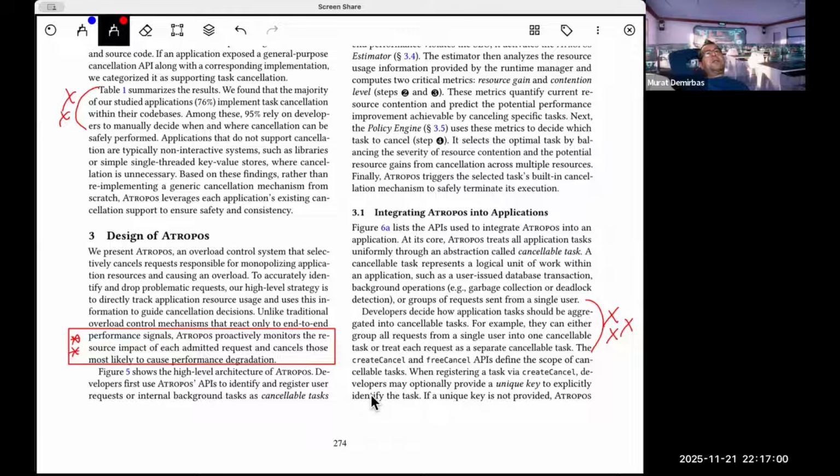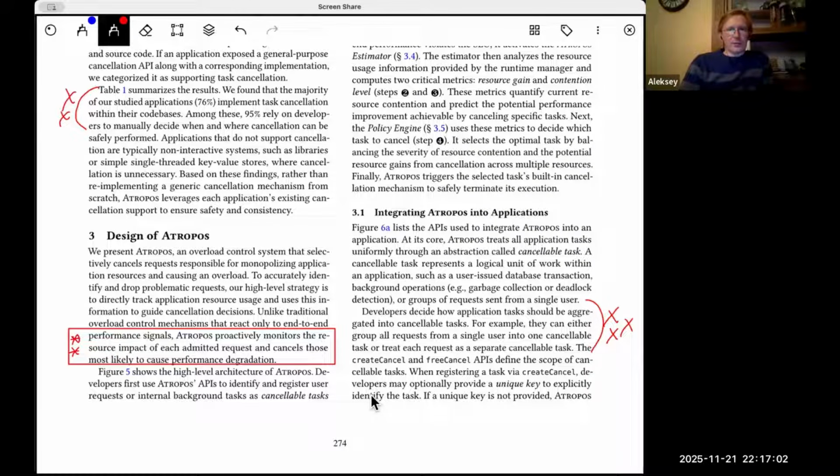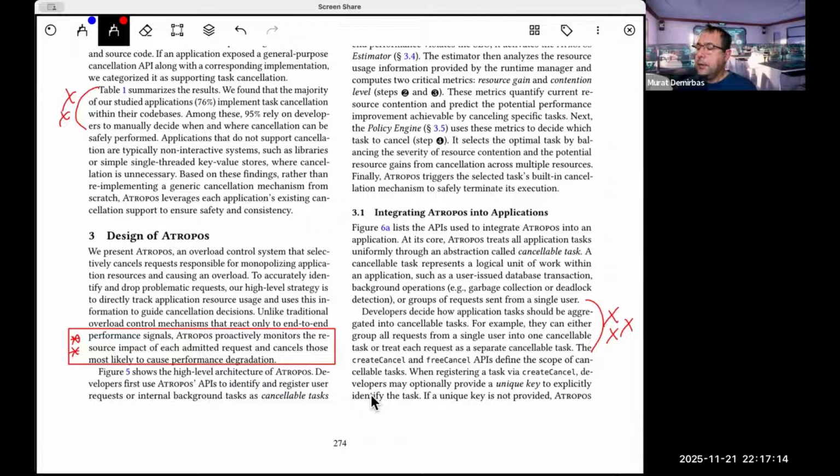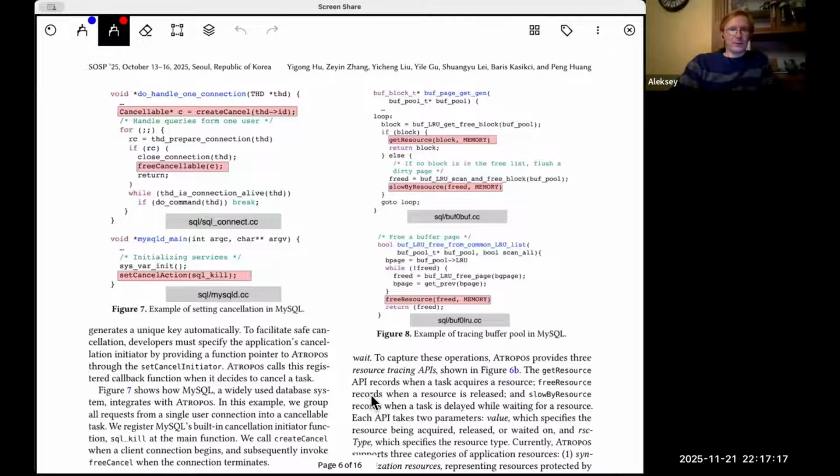Exactly. The create cancel and free cancel APIs define the scope of cancelable tasks. When registering a task via create cancel, developers may optionally provide a unique key to explicitly identify the task. If a unique key is not provided, Atropos generates a unique key automatically. To facilitate safe cancellation, developers must specify the application's cancellation initiator by providing a function pointer to Atropos through the setCancel initiator. Atropos calls this registered callback function when it decides to cancel a task.